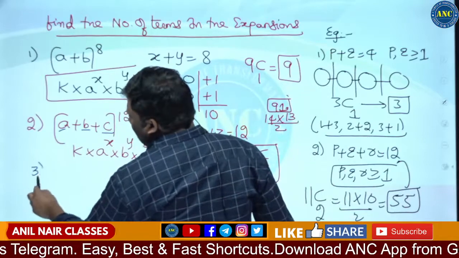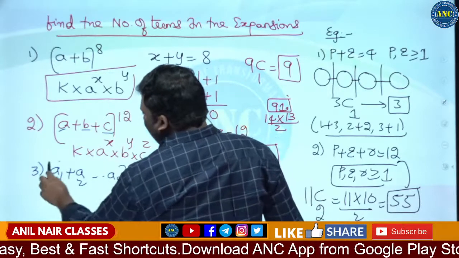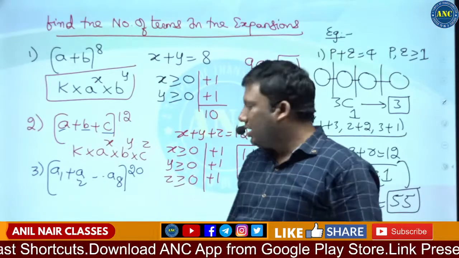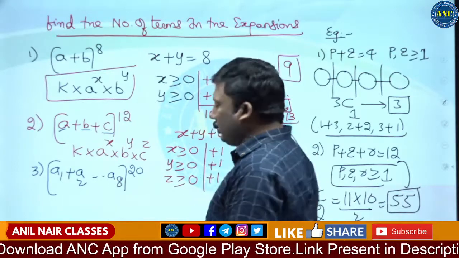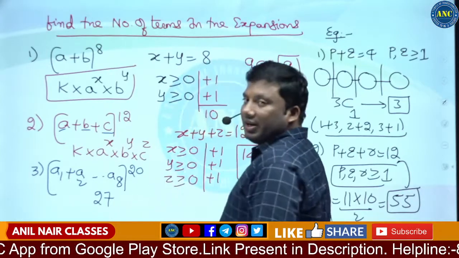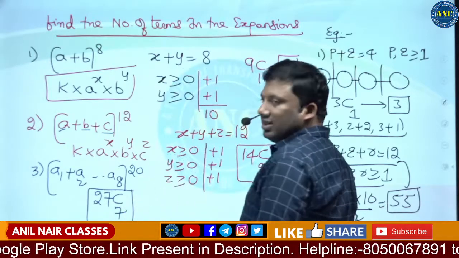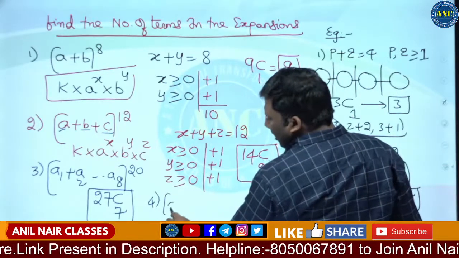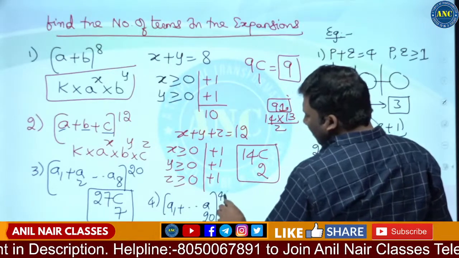14C2. If the question is A1 plus A2 and so on up to A8, power 20, what will be the number of distinct terms? 20 plus 8, 28. 28 balls are there. So 27 gaps will be there. 3 variables, 2 cuts. 8 variables, 7 cuts. Answer is 27C7.